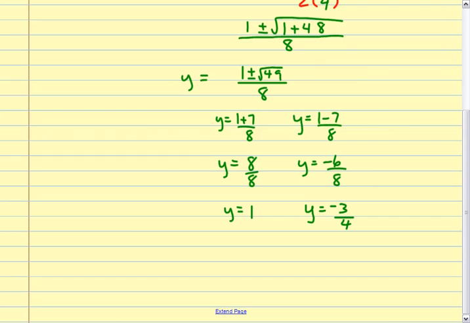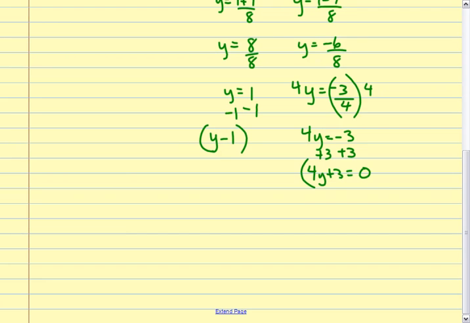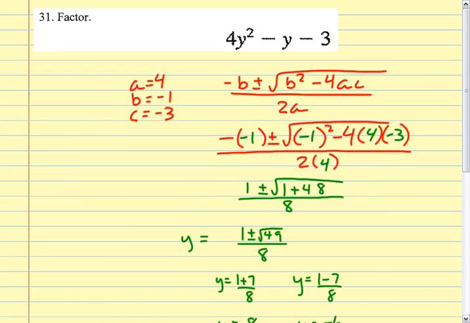Now remember, what you do here is get everything on one side. So with this first one, I'm just going to subtract 1 and I get y minus 1. Over here, multiply by the denominator. We don't want any fractions. Get rid of the fractions. So multiply by the denominator, 4y. 4y is equal to -3. Then add 3 to both sides. 4y plus 3 is equal to 0. So my factors are going to be y minus 1 and 4y plus 3.